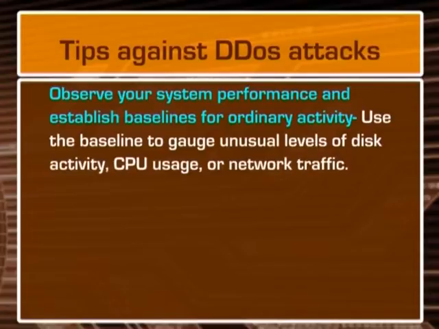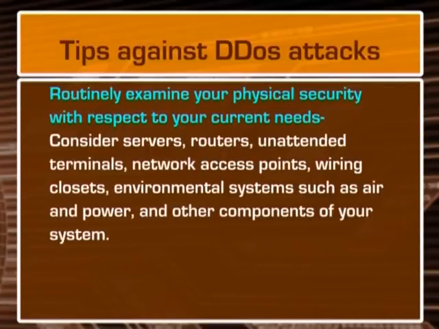Next is to observe your system performance and establish baselines for ordinary activity. Next, use the baselines to gauge unusual levels of disk activity, CPU usage or network traffic. Next, routinely examine your physical security with respect to your current needs. Consider servers, routers, unattended terminals, network access points, wiring closets, environmental systems such as air and power, and other components of your system.